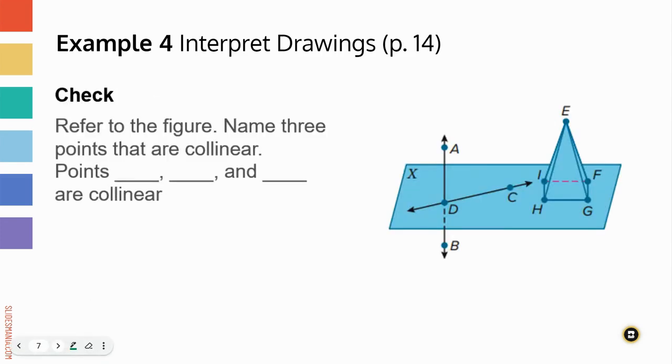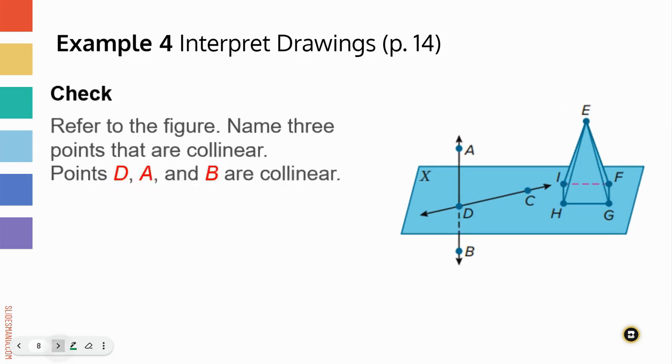Okay, here's one for you to try. Refer to the figure, name 3 points that are collinear. So try it on your own, pause the video, and then when you are ready to check your answers, you can start the video again. And here are the answers. So the 3 collinear points are D, A, and B.